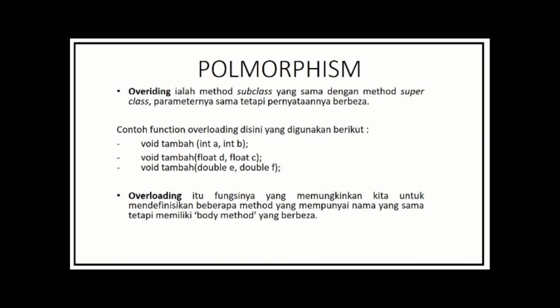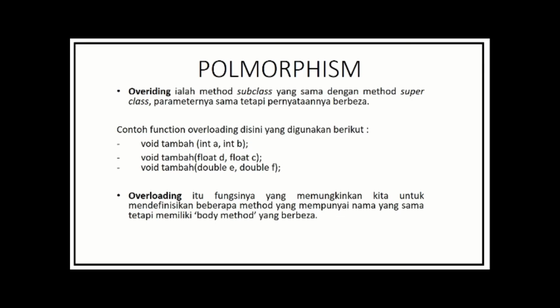polymorphism juga mengandungi dua jenis. Yang pertama adalah overriding. Apa itu overriding? Overriding ialah metod subclass yang sama dengan metod superclass. Parameternya sama tetapi penyataannya berbeza. Okey, contoh function overriding di sini yang digunakan berikut adalah void tambah, atau seperti yang anda boleh lihat, void tambah float D float C, void tambah double E double F.